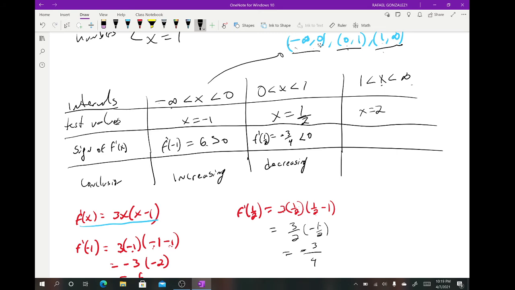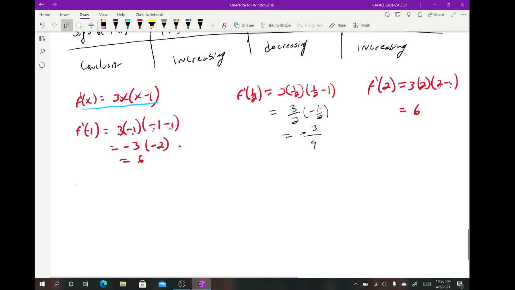Finally, on the last interval, we have to test f prime at the value of 2. That means that we're doing 3 times 2 times 2 minus 1. Well, 3 times 2, last time I checked, that's 6. In fact, we got it from here. And then 2 minus 1 is 1, so the solution is just 6. So we have that f prime of 2 is equal to 6. 6 is a positive number, so in conclusion, we say that the function is increasing on the interval 1 to infinity.